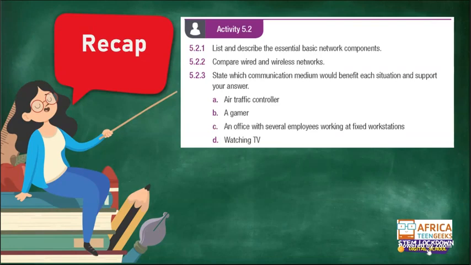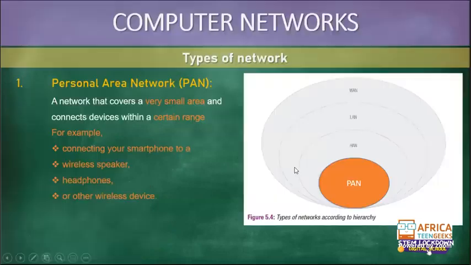Then it's wired. If we are talking of something fixed, then it's wired, correct. And then watching a TV. You can also have cable TV. Yeah, that's it.